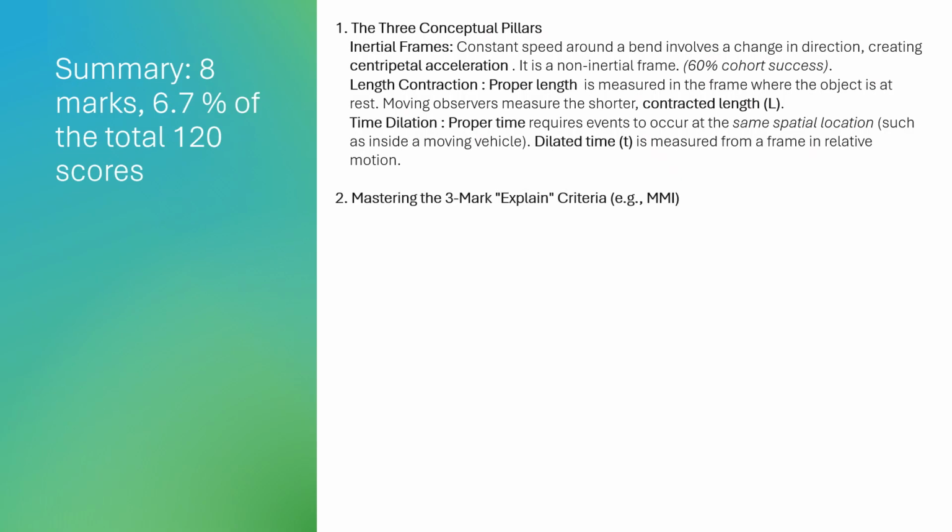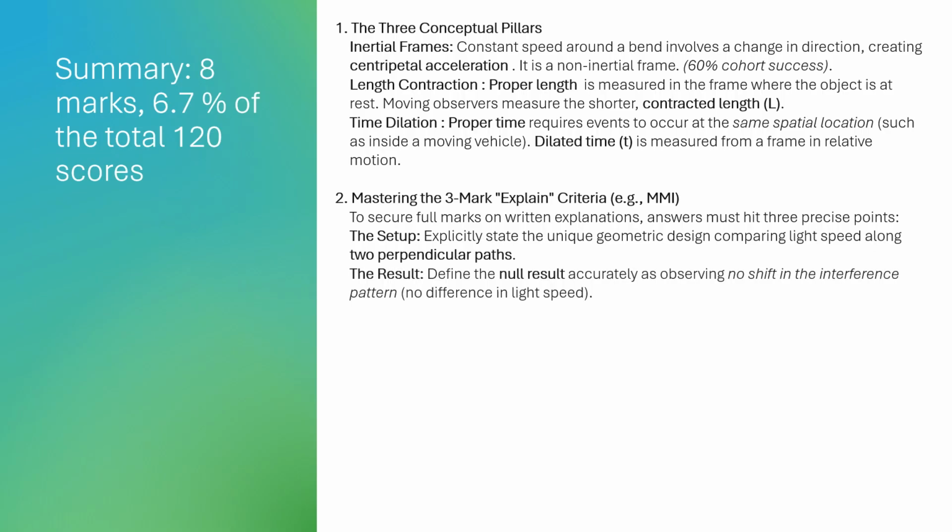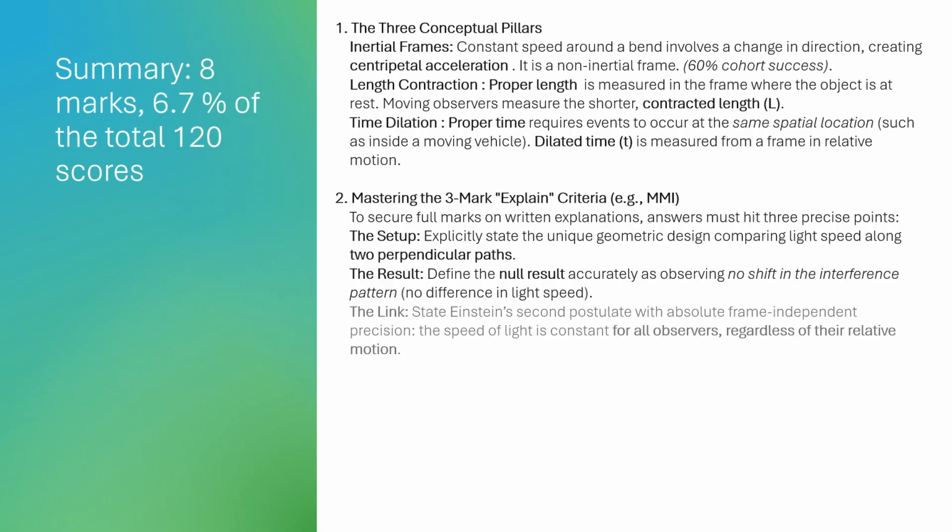Two, mastering the 3-mark Explain criteria, e.g., MMI. To secure full marks on written explanations, answers must hit 3 precise points. The setup. Explicitly state the unique geometric design comparing light speed along 2 perpendicular paths. The result. Define the null result accurately as observing no shift in the interference pattern, no difference in light speed. The link. State Einstein's second postulate with absolute frame-independent precision. The speed of light is constant for all observers, regardless of their relative motion.